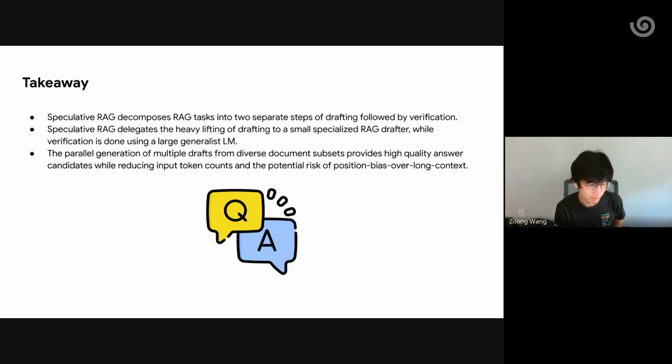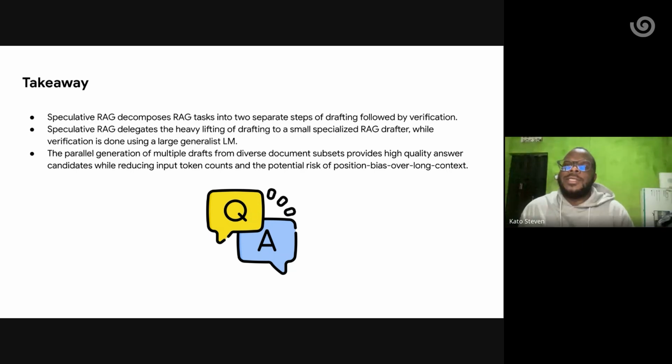Yeah. How about the data privacy of the data that you're sharing between those two LLMs that you broke down?